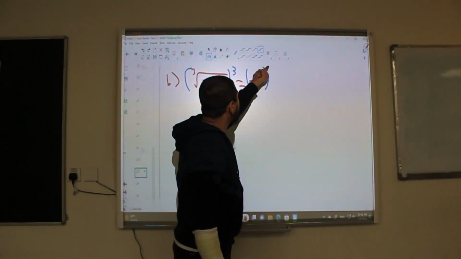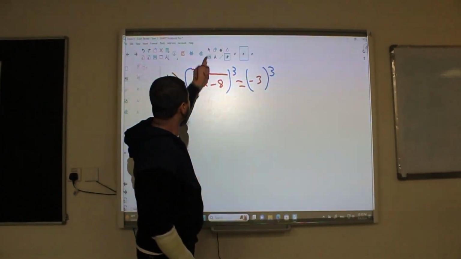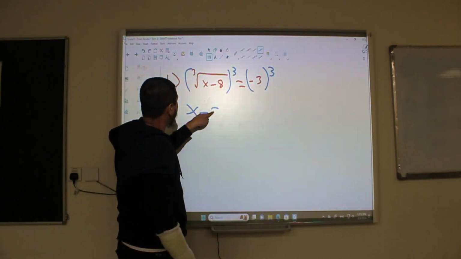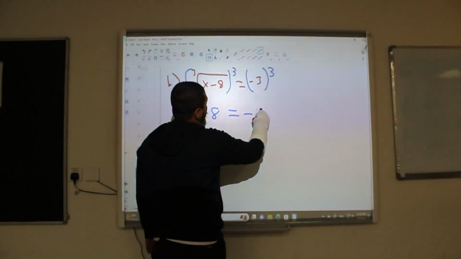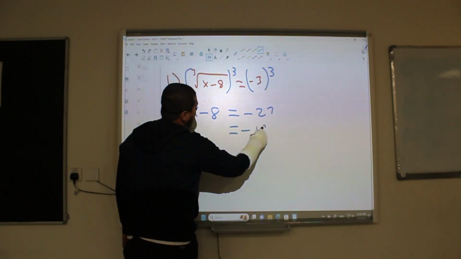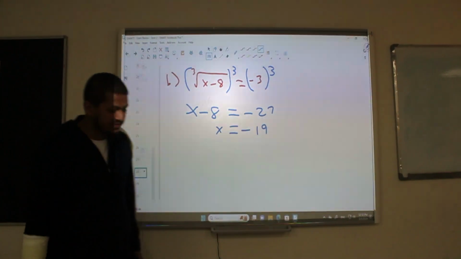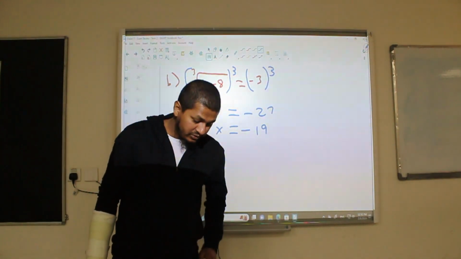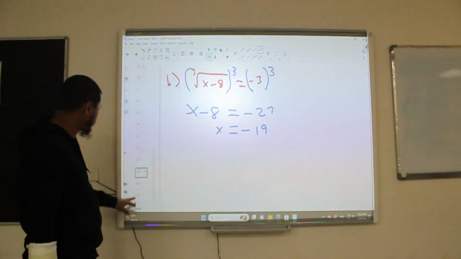to the power 3. So this is a method, right? And if we cube both sides, this becomes x minus 8, whatever is on the inside. And negative 3 cubed is negative 27. And if I add the 8, I get negative 19 as my answer, because negative 27 plus 8 is negative 19. Remember to find extraneous solution, which is irrelevant solution. Maybe in part C we will find irrelevant solutions.